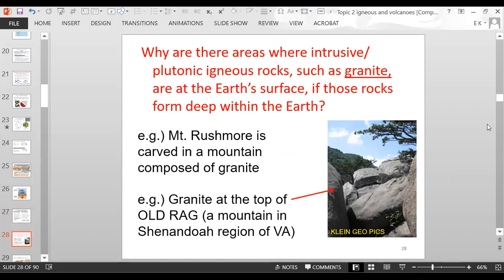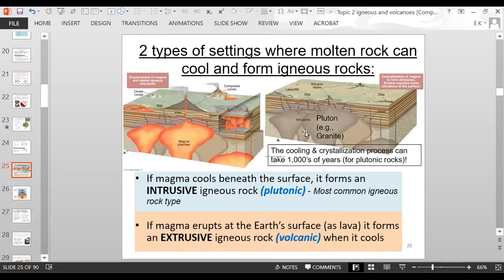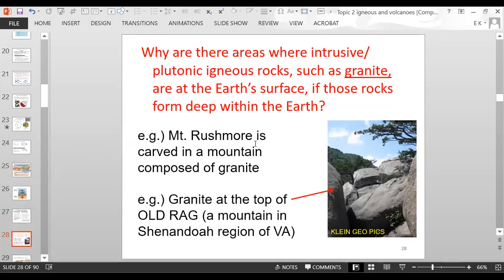So here's another question then. Why are there areas where intrusive or plutonic igneous rocks like granite are at the Earth's surface if those rocks form deep within the Earth? So let's just go back here. Here's granite, which formed very deep underground, right? Granite. But then you go to areas like Mount Rushmore, where it's granite sitting at the Earth's surface in a mountain.